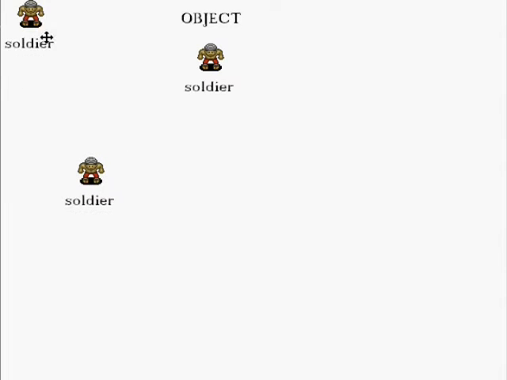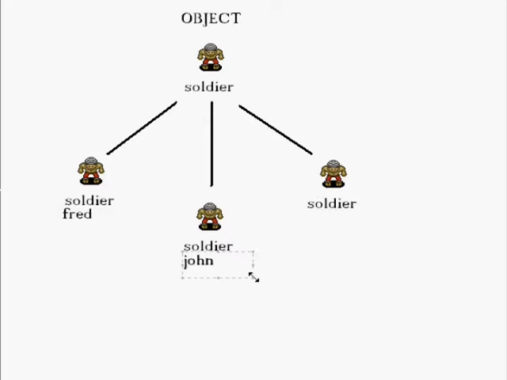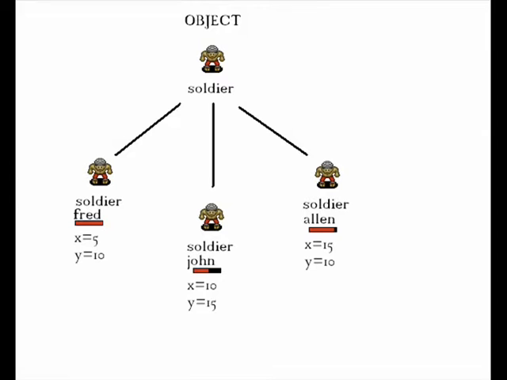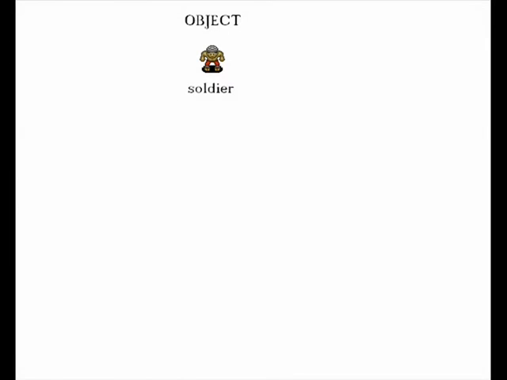So we have an object, storing the logic of our friendly minor units. We'll say the object is named Soldier. With that coded object, you can create many instances of that soldier. For example, soldiers Fred, John, and Alan. Each soldier has different variables storing things like health and position, but the logic remains the same.